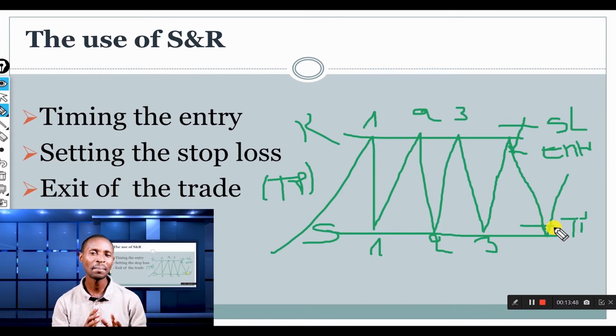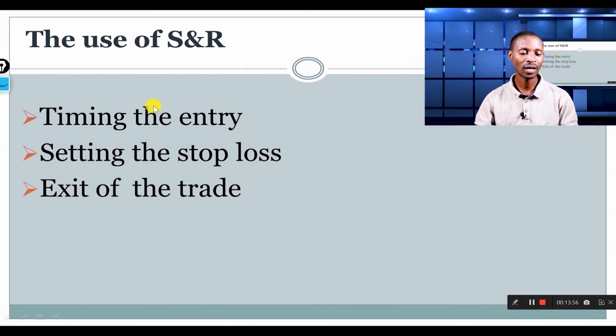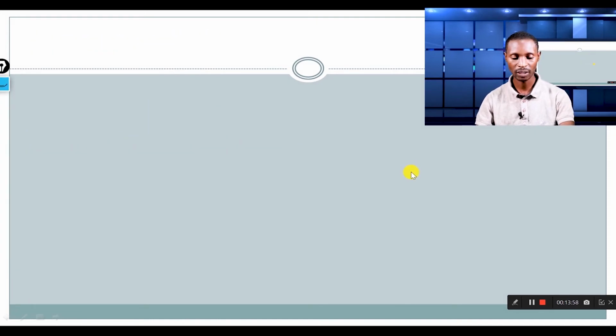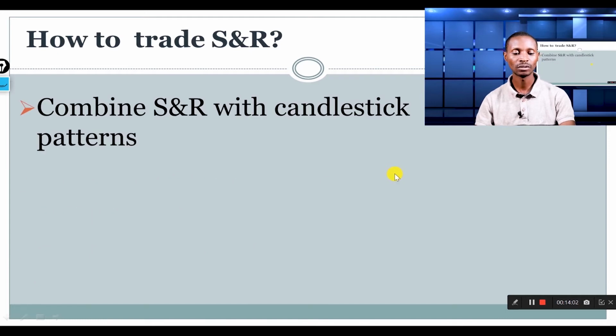Those are the 3 main things which support and resistance help us with. And I hope you understood them properly. And this is what I wanted to explain normally.